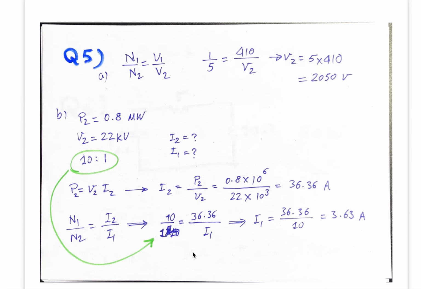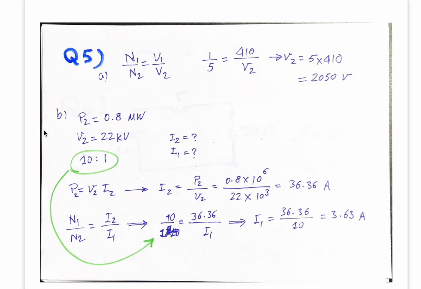Question number 5 is about transformers. Here the ratio of transformer is given, primary voltage is given, and the secondary voltage is the question. So we know N1 over N2 equals V1 over V2. 1 over 5 equals 410, which is the given primary voltage, and then V2. So this is, you see, a step-up transformer. It increases the level of voltage 5 times. So if you feed 410 volt to this transformer, in the output you get 2050 volt.